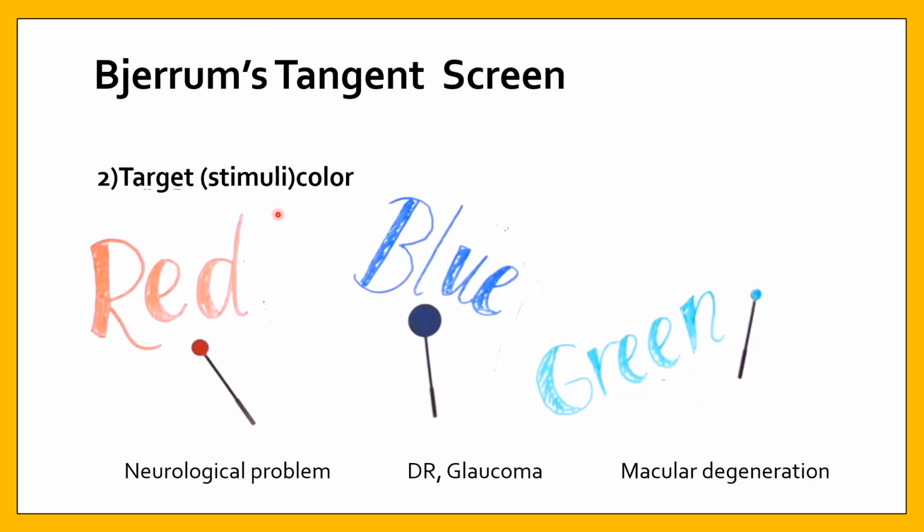For color stimuli, there are three types present in the Bjerrum's tangent screen: the red one, the blue one, and the green one. The red one can be used for the assessment of neurological problems in different kinds of patients, the blue one can be used for diabetic retinopathy and glaucoma, and the green one can be used for patients having macular degeneration.